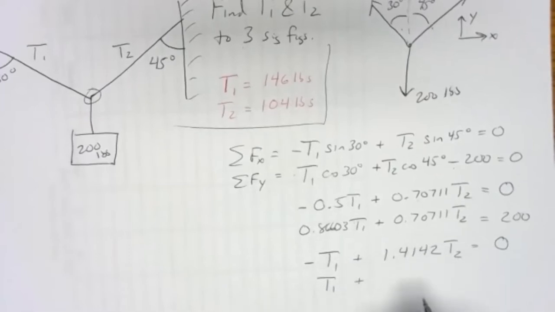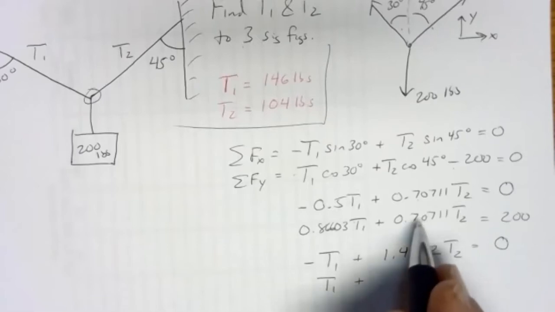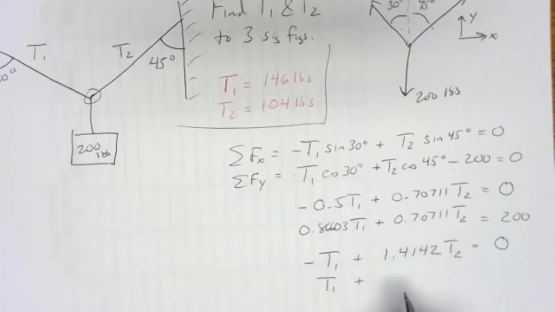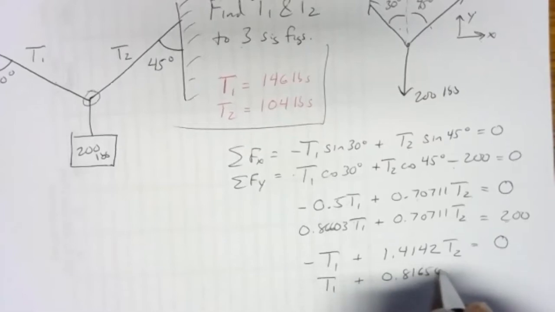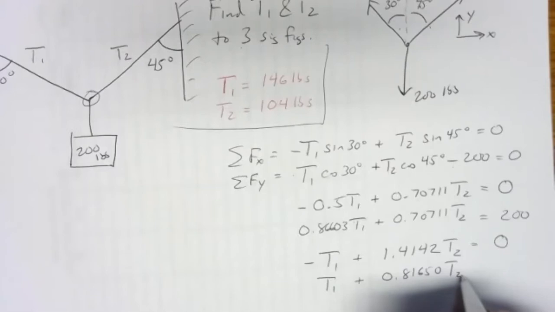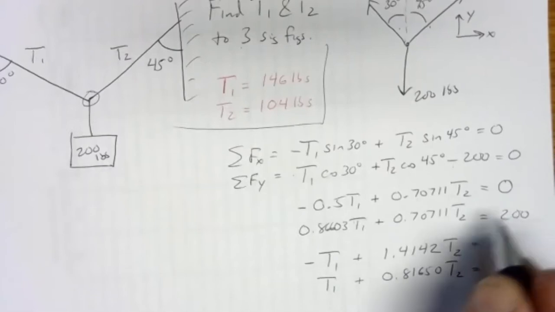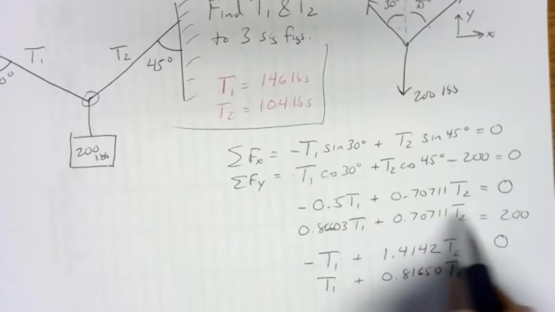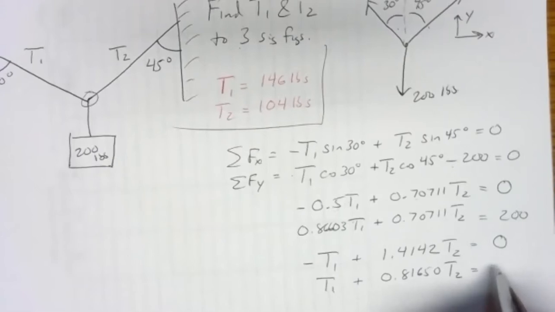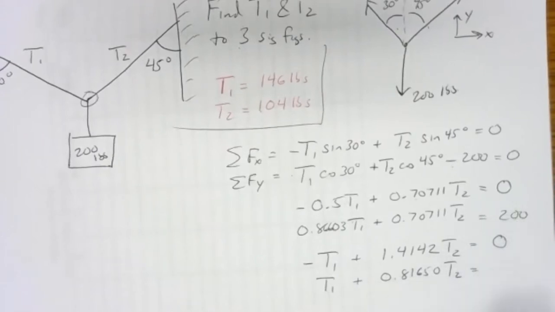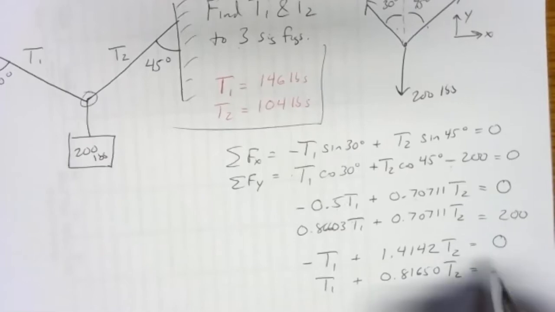The second term, when I divide 0.70711 by 0.86603, I get 0.81650 T2 equals 200 divided by 0.86603. You've got to divide every single term on both sides by the same number. Otherwise, you'll break the equation and you'll get meaningless answers. And when I divide 200 by 0.86603, I get 230.94.